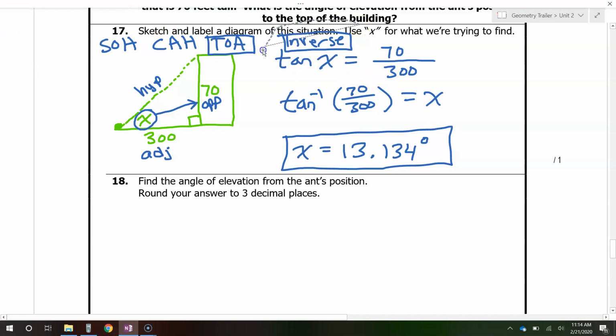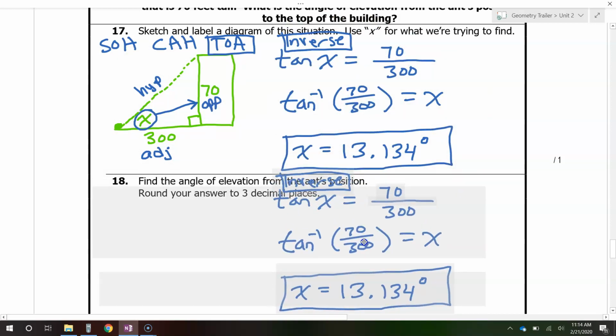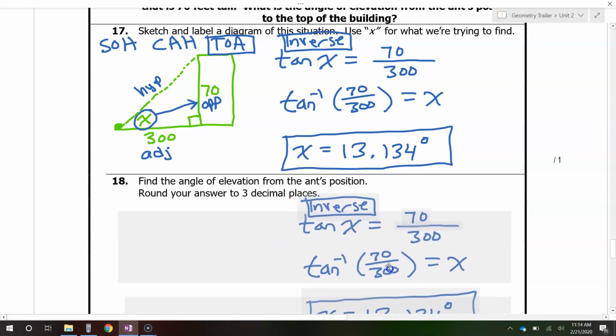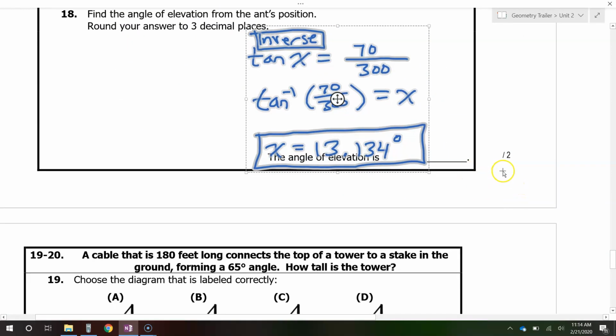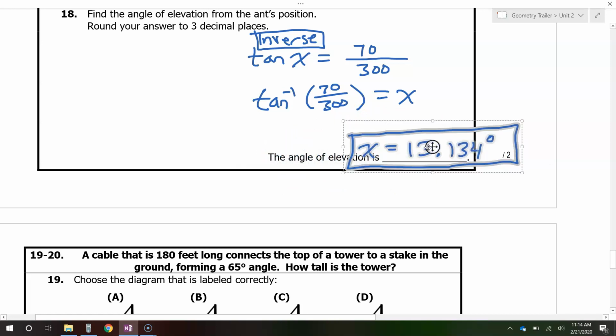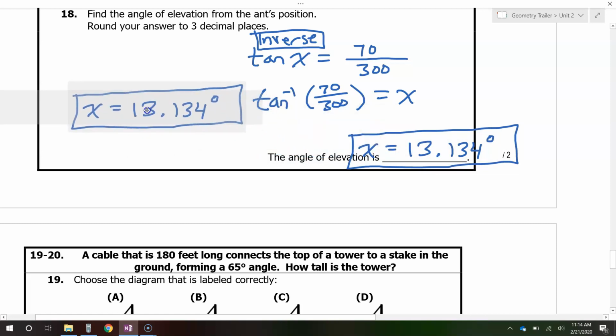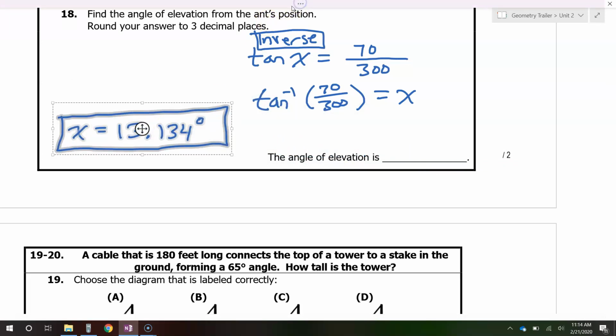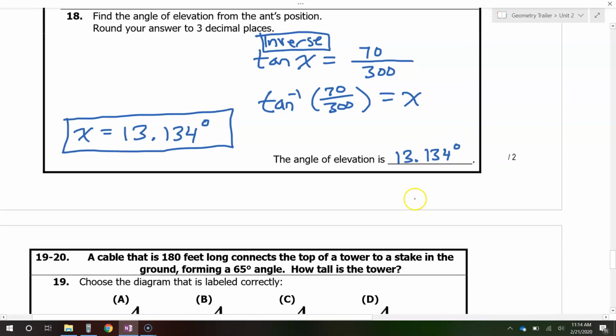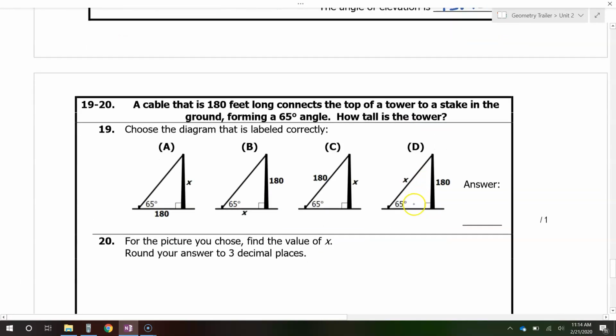So I'm just going to copy this, move it down here. Does it fit? Okay, so clearly this is the answer. I guess I need to write it a little smaller. So it will fit on the line. So 13.134 degrees. Is everybody happy? Great.